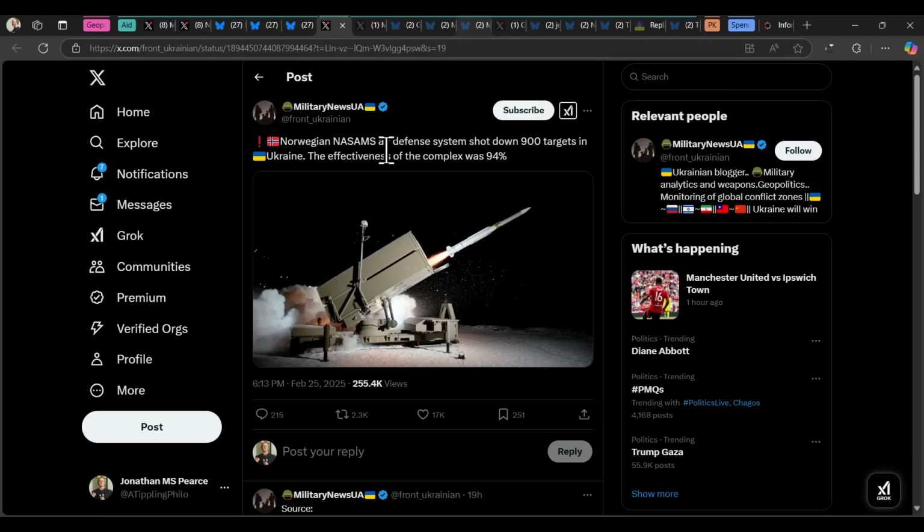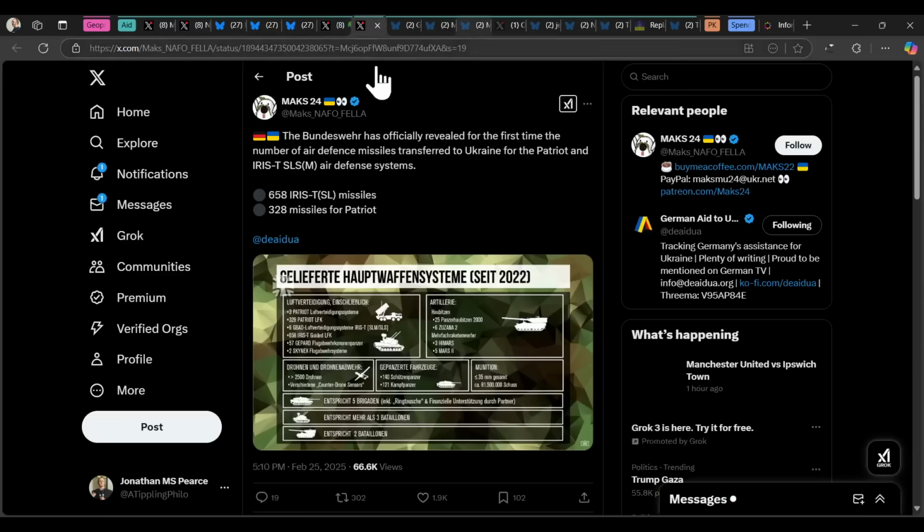Right, the Norwegian NASAMS, which is also the American NASAMS, it's a co-production between the two. The Norwegians call it the Norwegian. The N stands for Norwegian. The Americans change that to national. Anyway, the NASAMS air defense system has apparently shot down 900 targets in Ukraine at an effectiveness of 94%. That's brilliant. 94% shoot down rate, I think it's pretty good. So NASAMS definitely a boon for the Ukrainians.